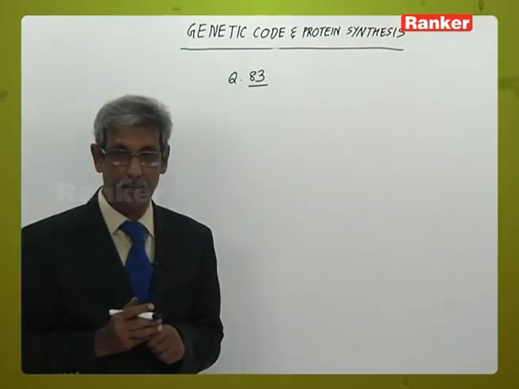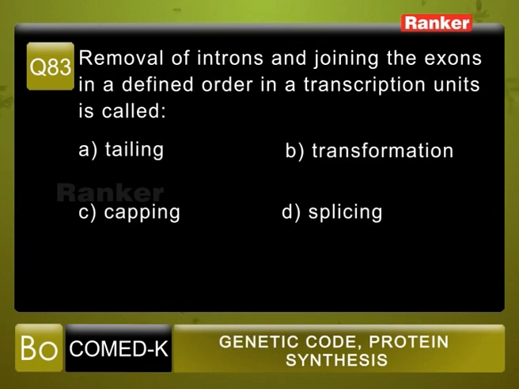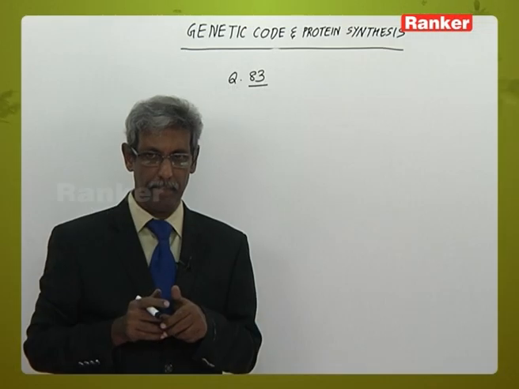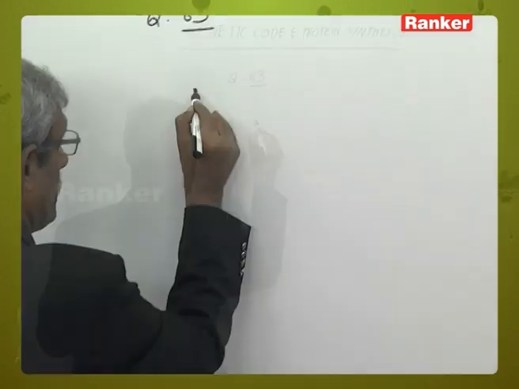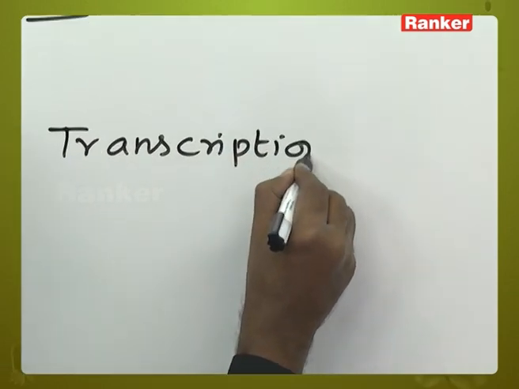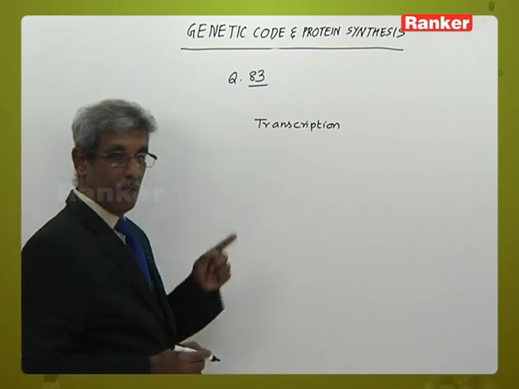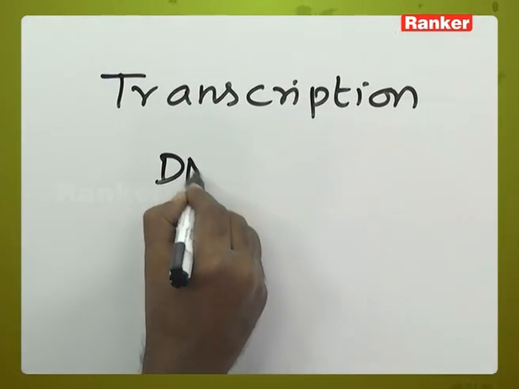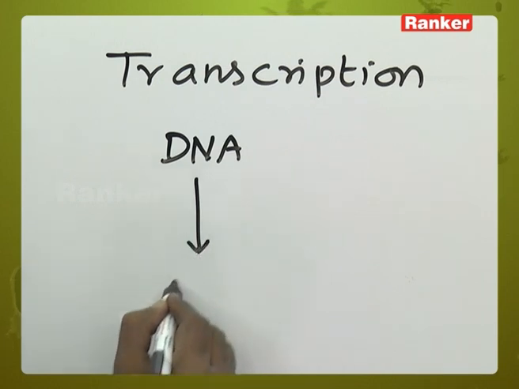Question number 83. Removal of introns and joining of exons in a defined order in a transcription unit is called A. Tailing, B. Transformation, C. Capping, D. Splicing. So, when you take transcription, in transcription from the DNA, you have the formation of the mRNA.